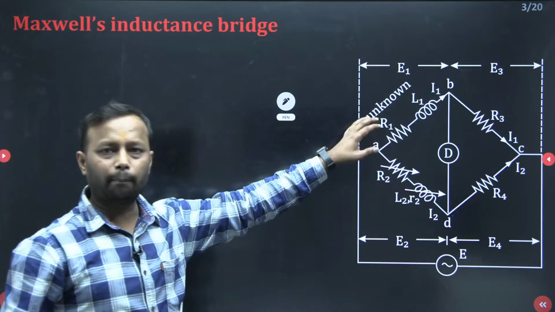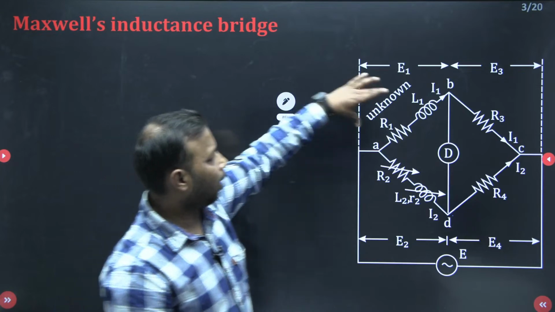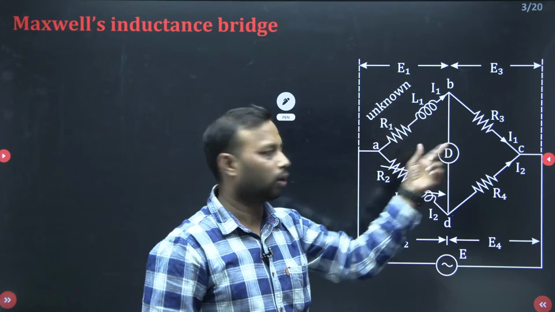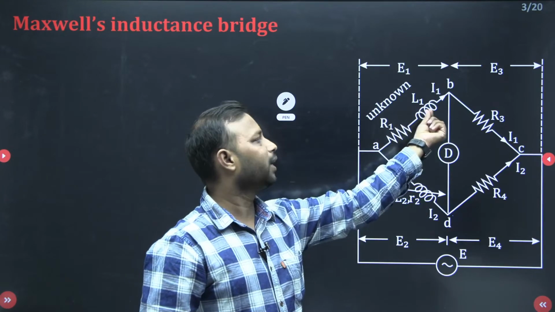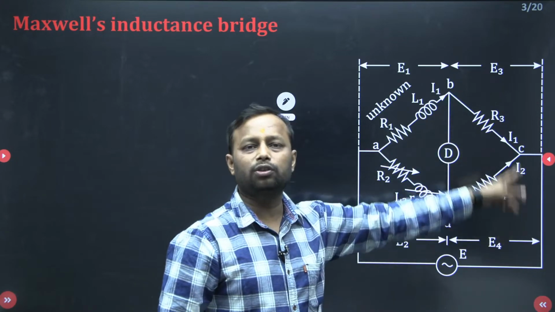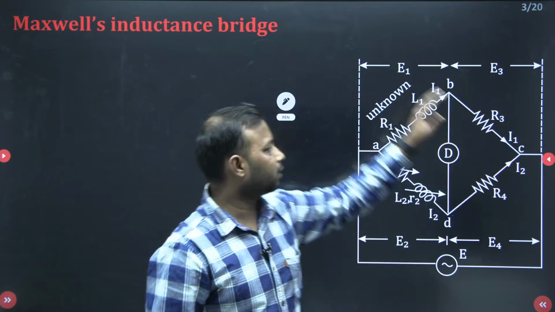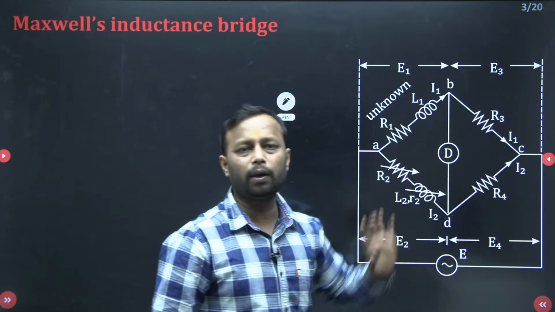So this is your bridge diagram of the Maxwell inductance bridge. Here we are going to find the unknown parameter, meaning a coil which is unknown. This is your coil, which is a combination of resistor R1 and inductance L1. Similarly, here R3 and R4, these are all standard resistors. These should be fixed. Meaning if the bridge is under operation, then these two are going to be fixed.